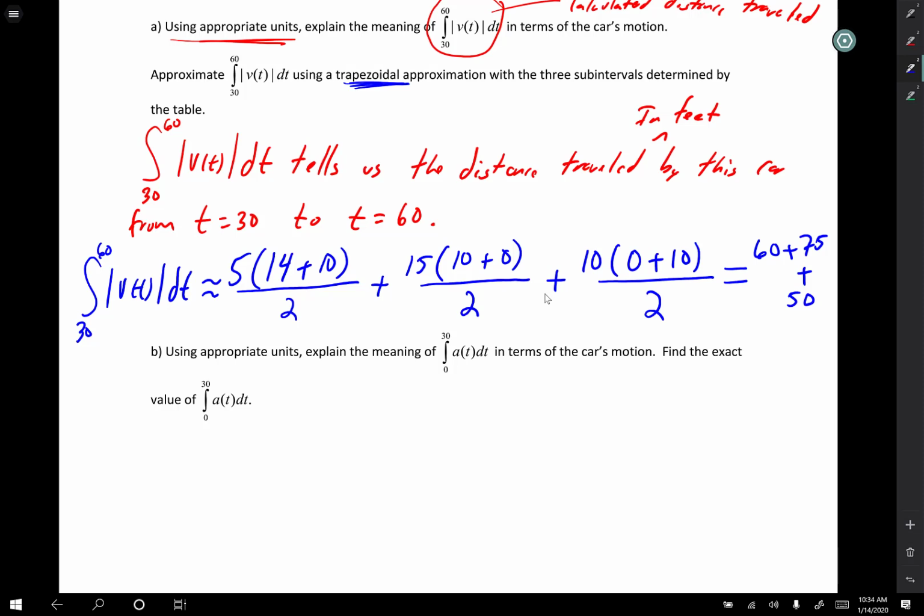60 and 50 is 110 plus 75, 10, 180, 185? Or 195? 110, 70, 180, 185. And I need units. Feet. How do we feel, guys?